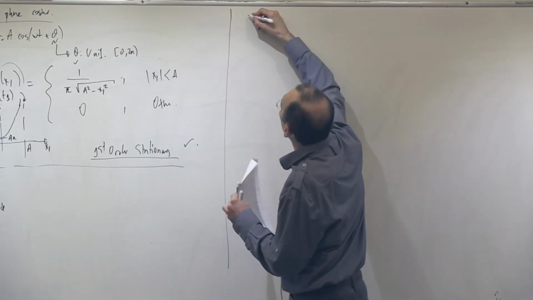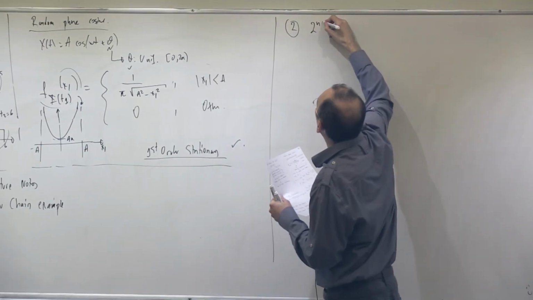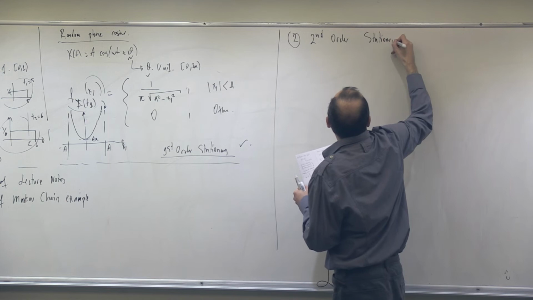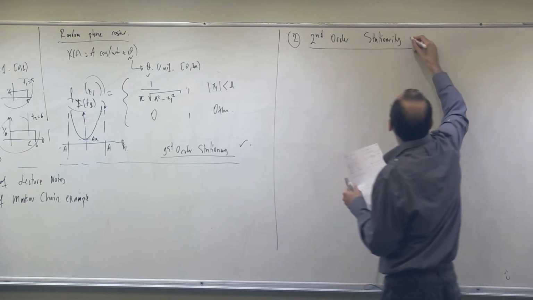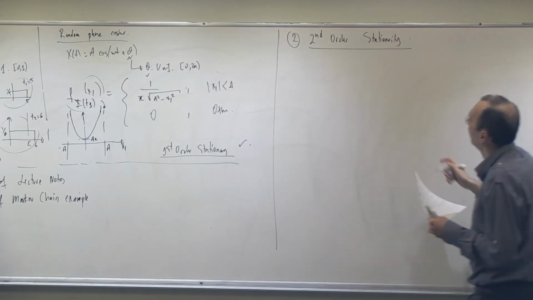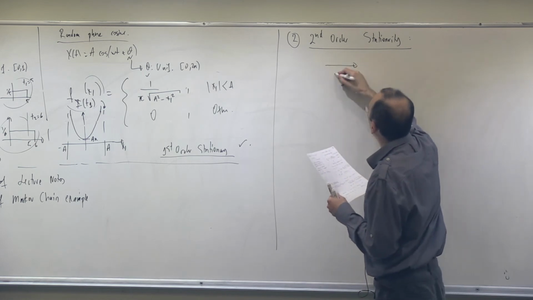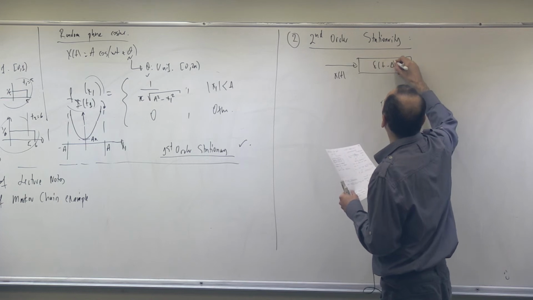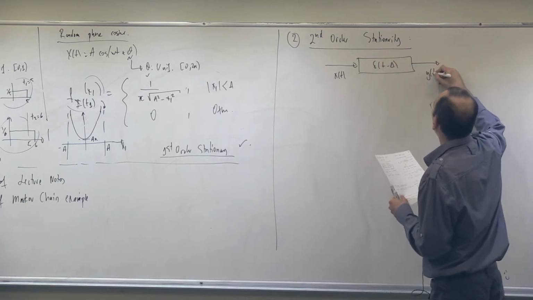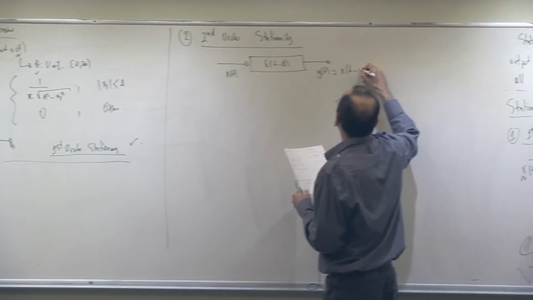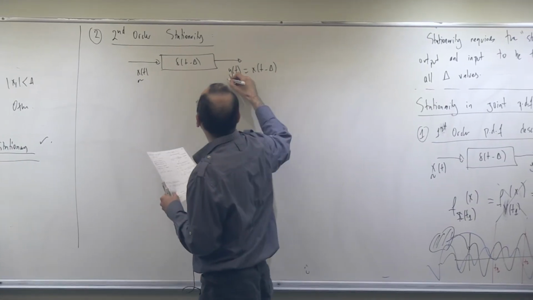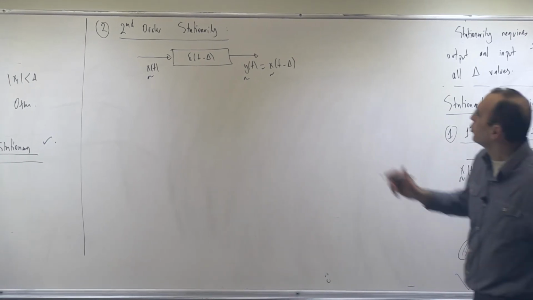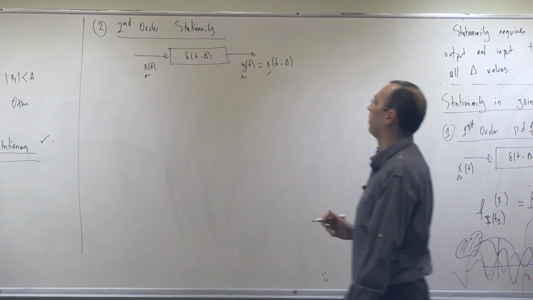Okay, but let me do the following. Since we have started, number 2, second order stationarity. Now again, let's draw the picture. x of t, y of t, this is x of t minus delta. Random process, random process, just another sample. I'm just changing the t definition essentially.